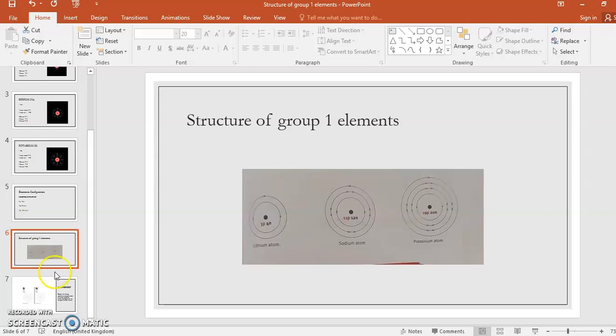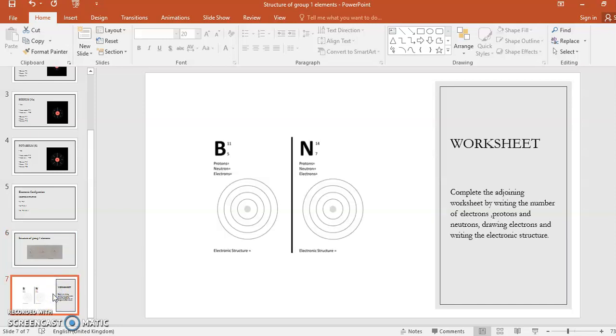Okay. Now see, I have attached one worksheet for you. Complete the adjoining worksheet by writing the number of electrons, protons and neutrons, and drawing electrons and writing the electronic structure. You are going to do all the things which I have taught you in this lesson. And I think it is very easy. If you pay attention, you will learn very nicely, because chemistry is easy if you go step by step.